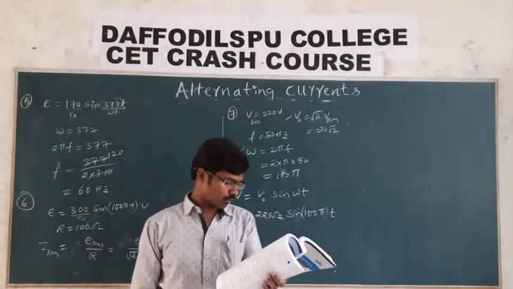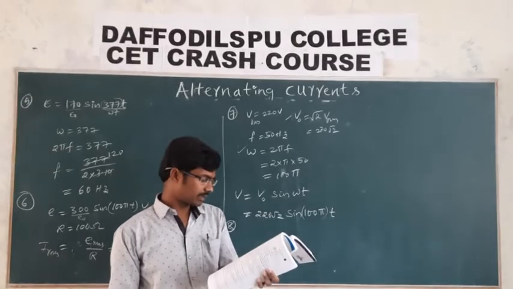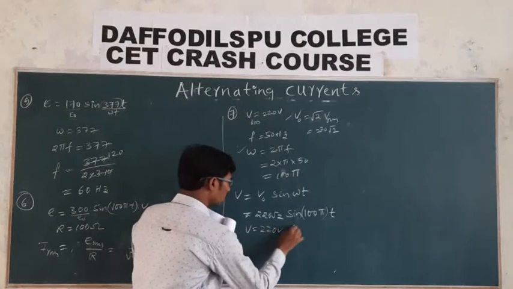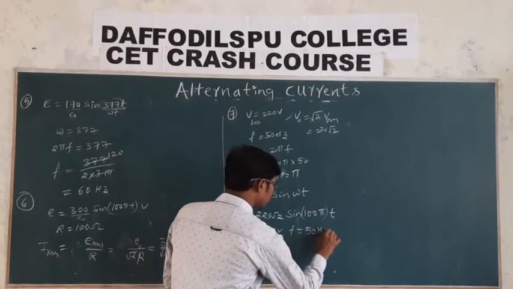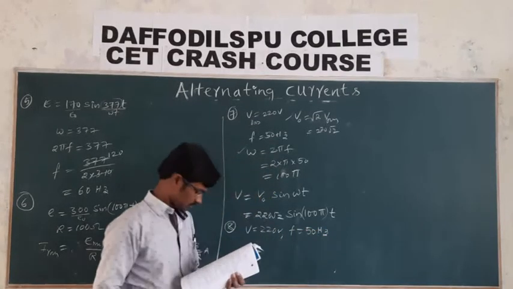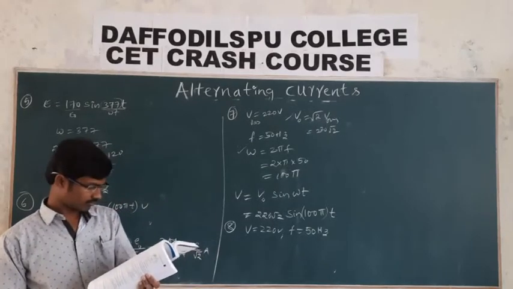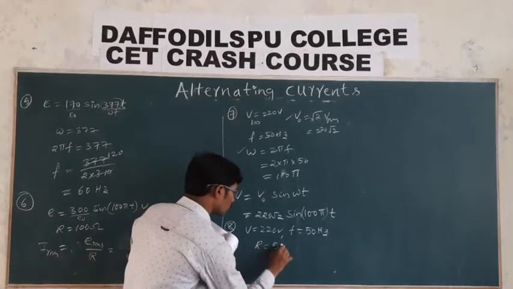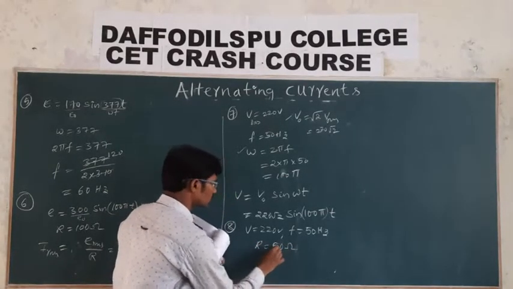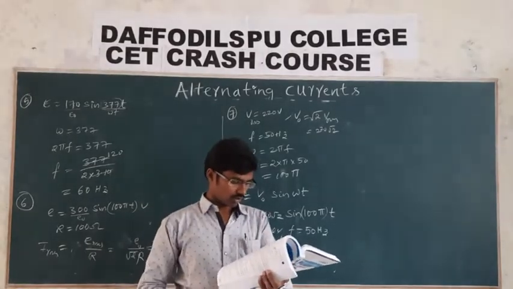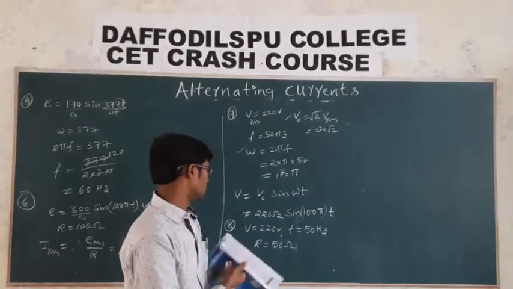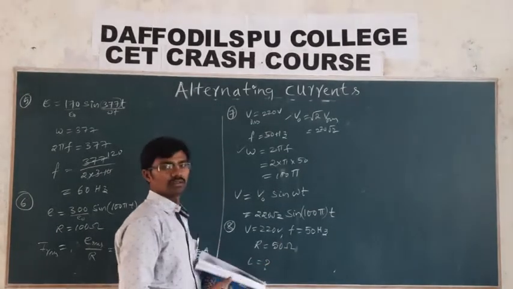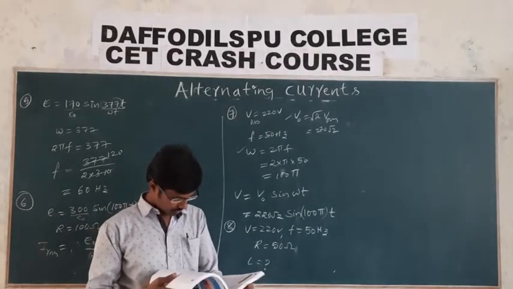The reactance of a coil when using an AC power supply of 220 volt. So V RMS is given as 220 volt and frequency is given as 50 Hz. The reactance is 50 ohm. R is equal to 50 ohm. The inductance of the coil is nearly what? What is the inductance? The L value you need to calculate.